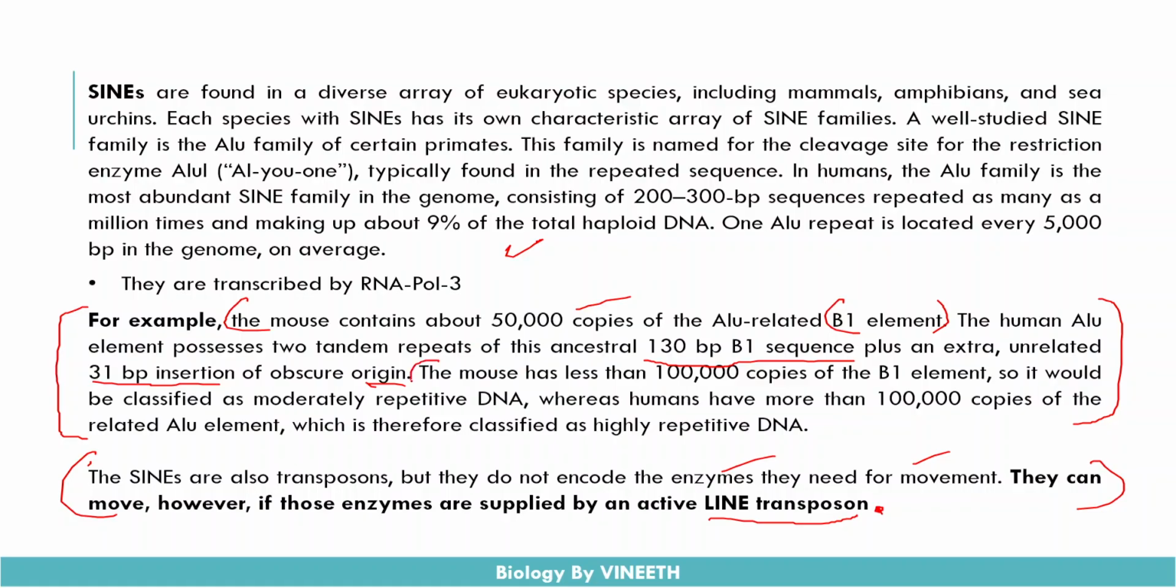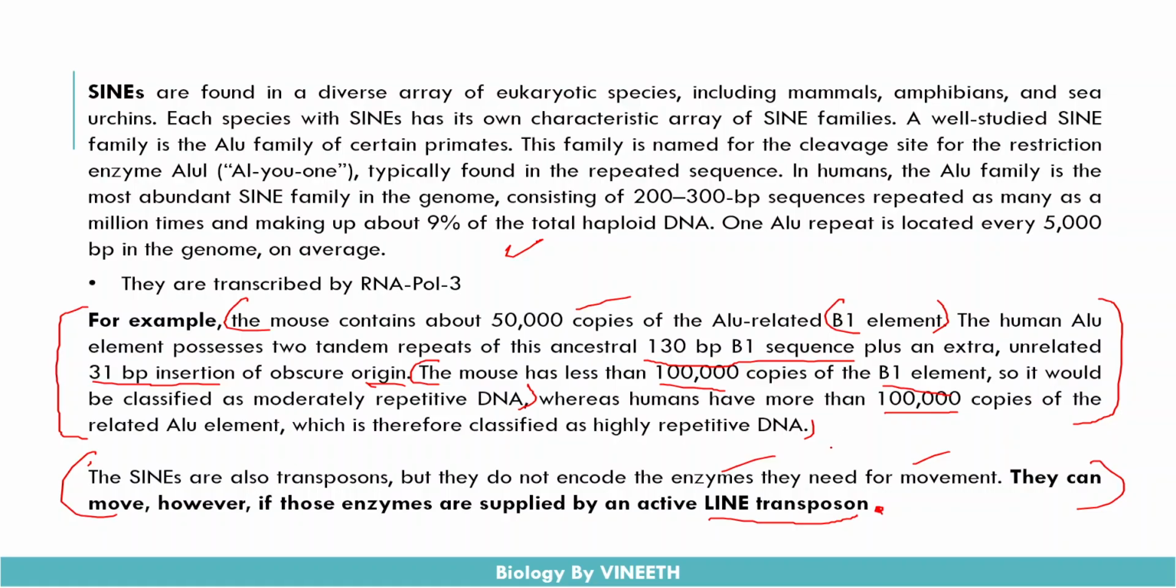When you compare this B1 element, which is a SINE, in the mouse and humans, the mouse has fewer than 100,000 copies of the B1 element, so it would be classified as a moderately repetitive DNA. Humans have more than 100,000 copies of the ALU element, so it is classified as highly repetitive DNA. So the mouse has only a limited number of copies of the B1 element.